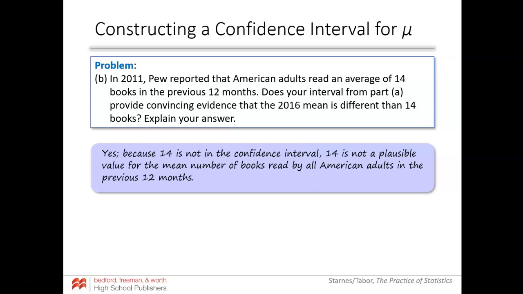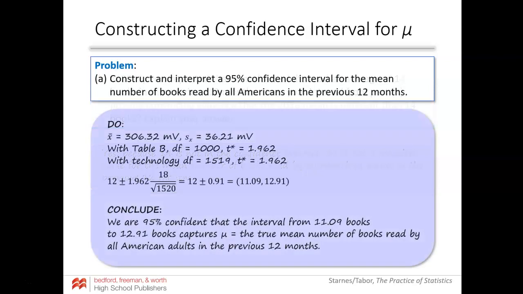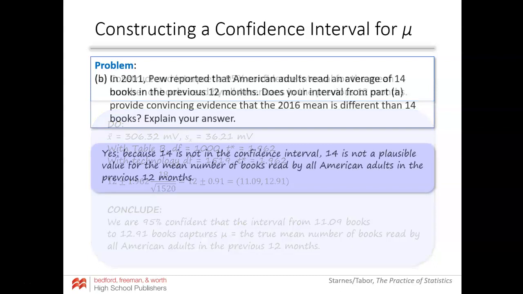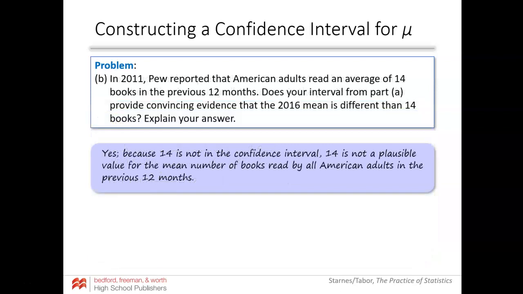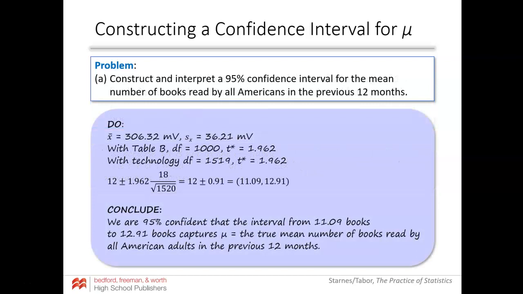They reported that people read an average of 14 books. So they want to know, how does your interval correlate with that claim? Remember, our interval went from 11 to not quite 13. Does your interval provide convincing evidence that the mean is different than the 14 books? And yeah, in our interval, 14 isn't even in the plausible range of data values.